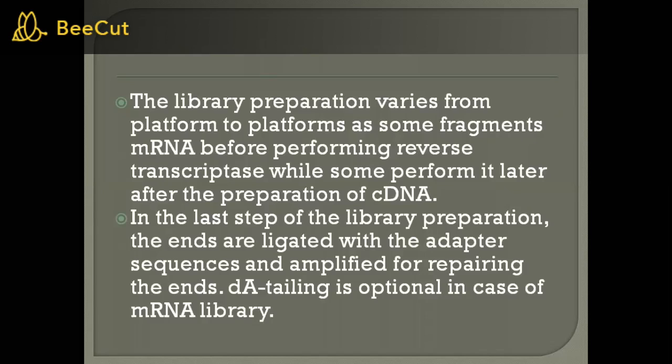The library preparation varies from platform to platform, as some fragment mRNA before performing reverse transcription, while some perform it later, after preparation of cDNA. So in that step I told you that we have to carry out the fragmentation of the RNA molecule. Otherwise, we have to carry out the reverse transcription so that we can get the double-stranded cDNA molecule. And after getting the double-stranded cDNA molecule, we have to fragment it. So ultimately, we can get small fragments of double-stranded cDNA molecule. So it depends on the platform which we are going to use in the sequencing process.